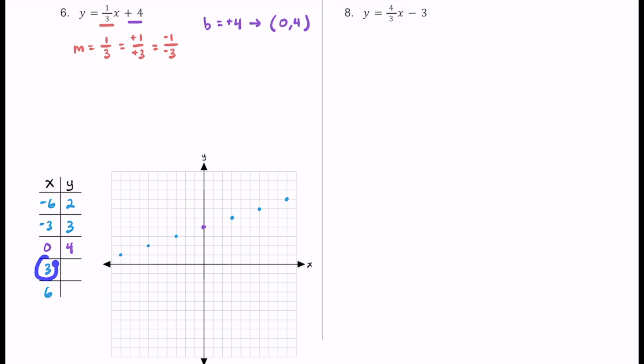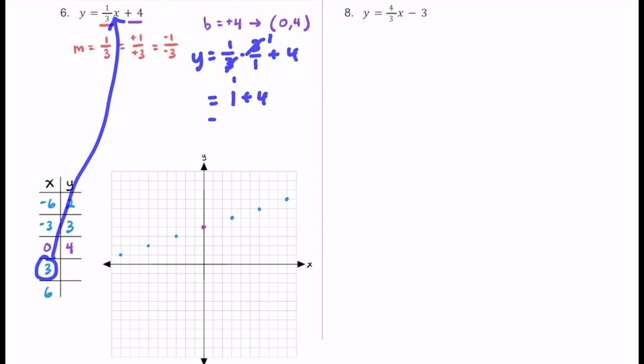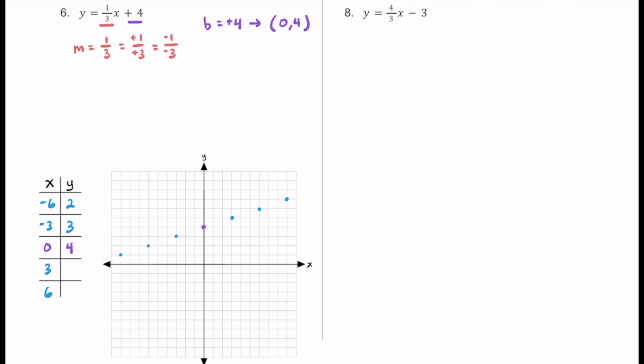Now when x is 3, let's go ahead and plug this in. Okay, y is equal to 1/3 of 3, which is 3/1. These 3's are going to cross cancel as we planned earlier. Now we're just left with 1 plus 4, and that's equal to 5. So when x is 3, y is equal to 5, and that's this point right over here. So we can go ahead and plot that, and then write the 5 in here.